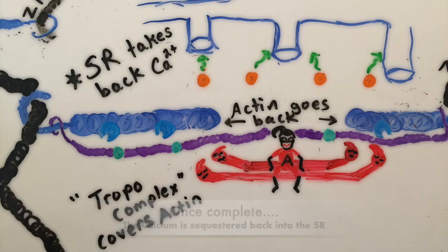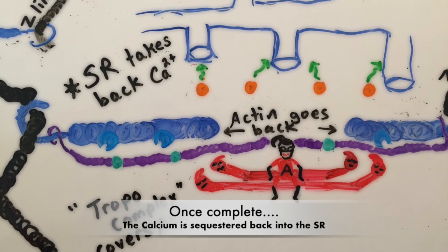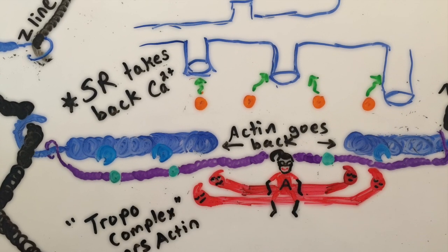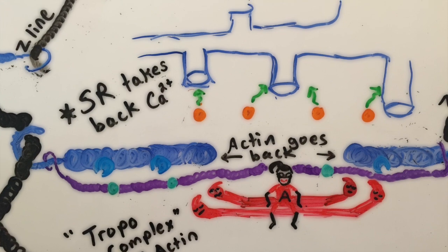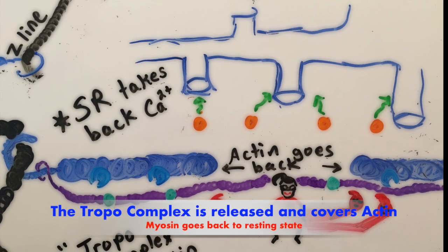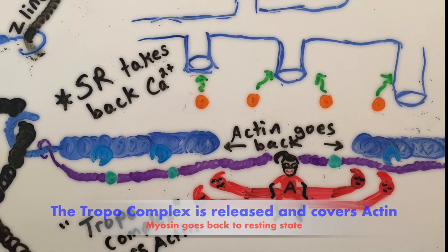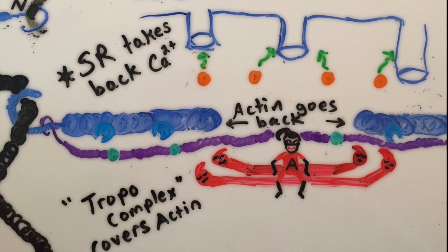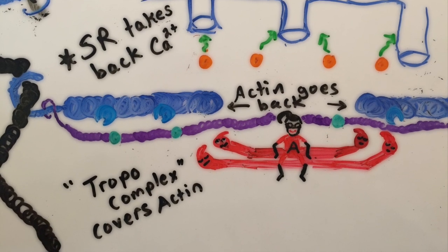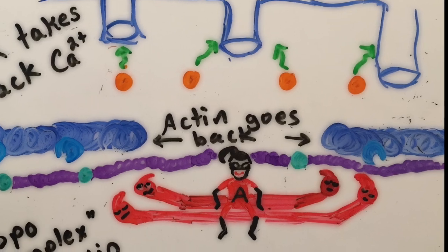When there's no longer a nerve impulse, the calcium is pumped back into the sarcoplasmic reticulum. The tropocomplex will shift and go back over the actin, covering that myosin binding site, bringing everything back to rest.